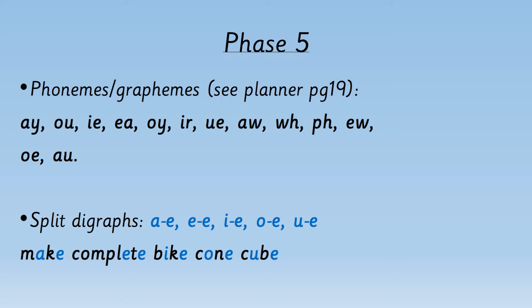So these phonemes can be found on page 19 of your child's planner. They are ai, ow, ie, ee, oi, ue, oa, w, f, u, oo. And also we have the split digraphs, a-e, i-e, o-e, u-e, and example words you can see at the bottom of the slide.